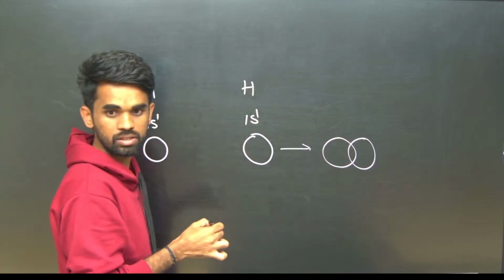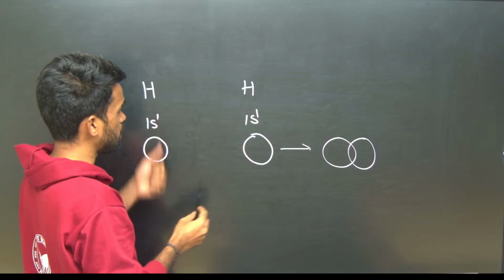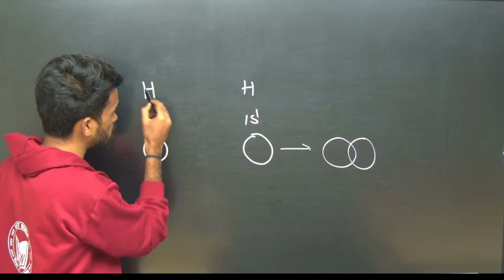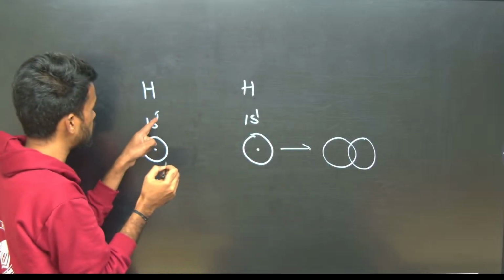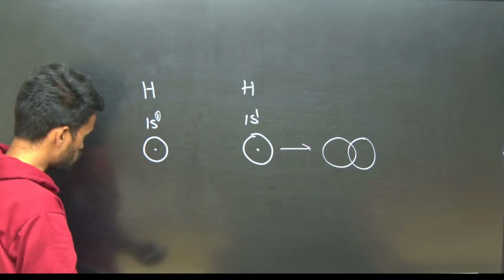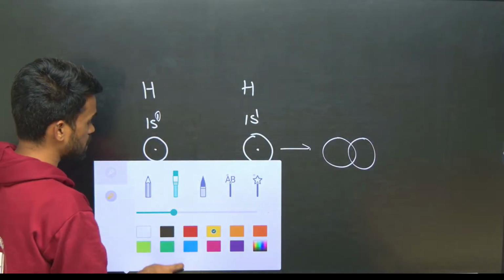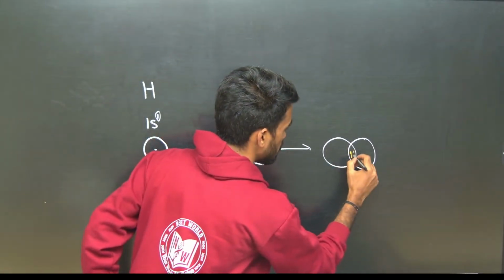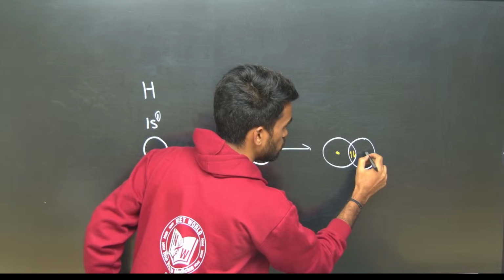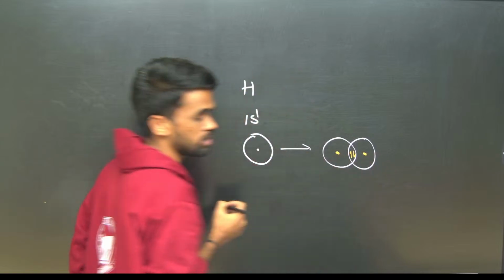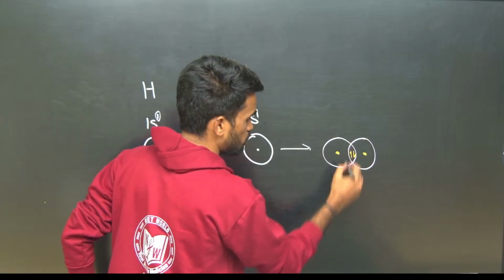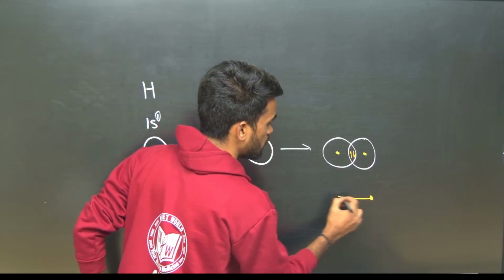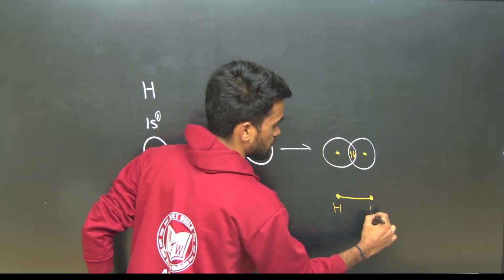Like this. Now here this is the nucleus of this atom and this is the nucleus of the other atom. The electron, 1 electron here and 1 electron here, will be present in between like this. Then these two electrons are shared between the two nuclei of the two atoms. So this electron pair is making a bond between the two hydrogen atoms like this.